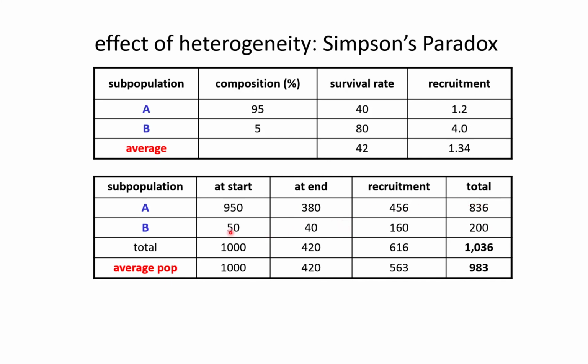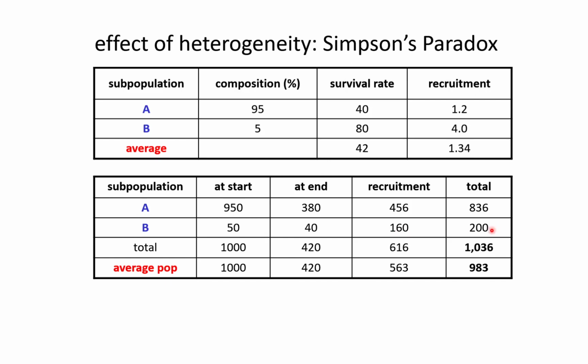What about the type B individuals? Well, we start with 50. Type B individuals have a survival probability of 80%. Of the 50 that we have that are type B, we expect to see 40 at the end. And of those 40, remember, the type B individual makes 4 babies per capita, so 40 individuals would yield 160 recruitments, so we would expect to see 200.